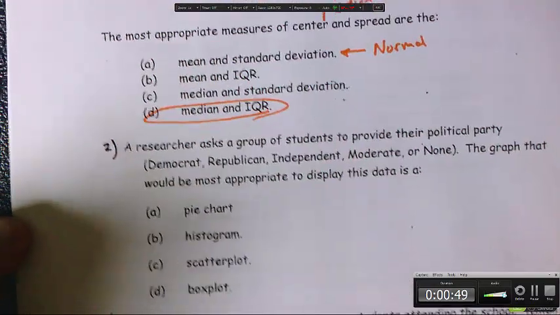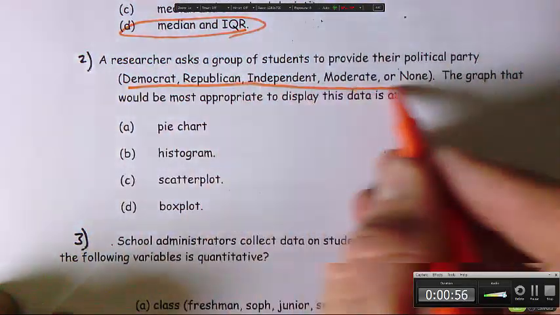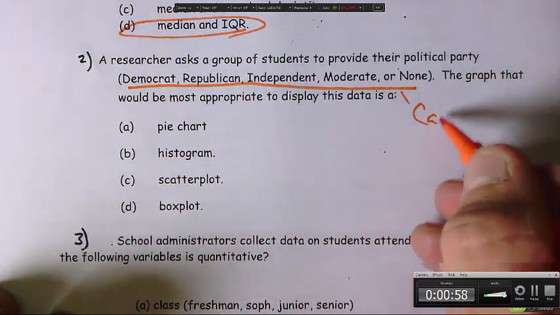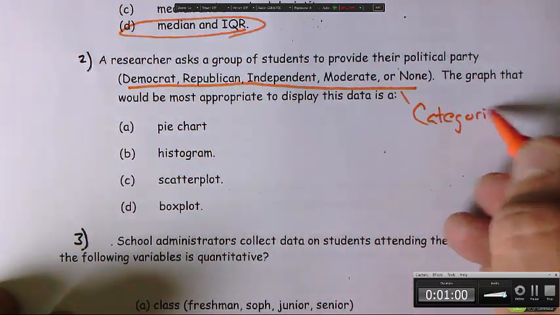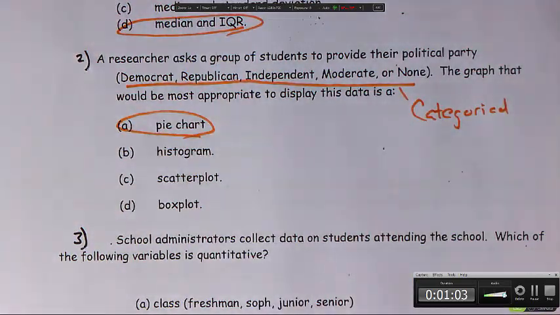A researcher asked a group of students to provide their political party. Which is the graph that would best represent this data? You should look at this and say, hey, this is categorical data. The best way to represent categorical data is through a pie chart. Pie charts just represent percents of totals.